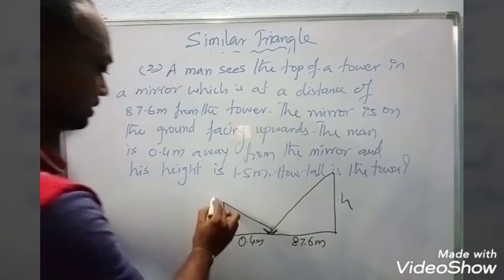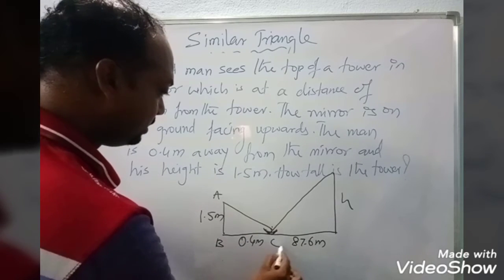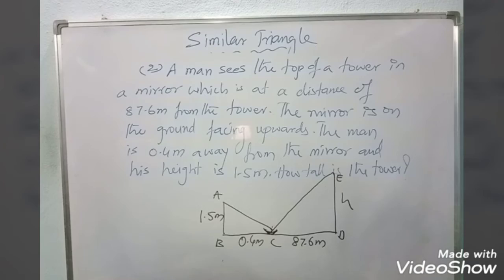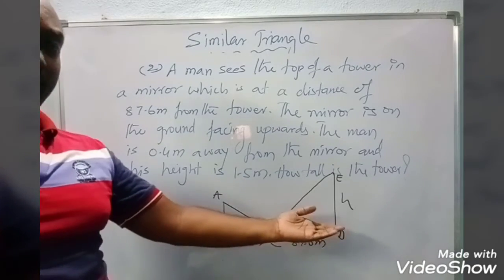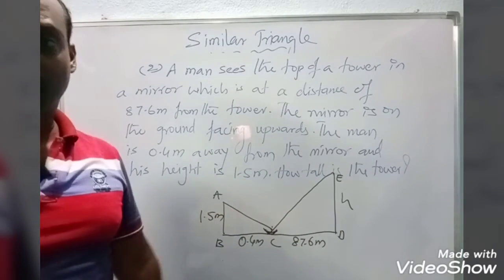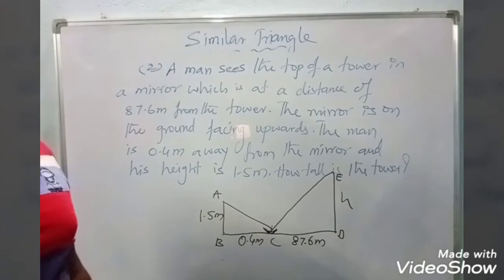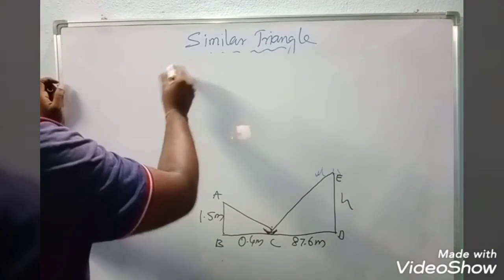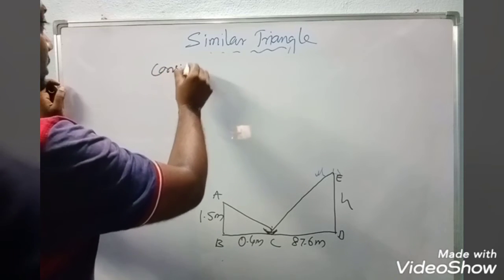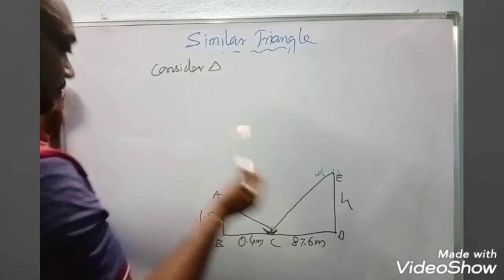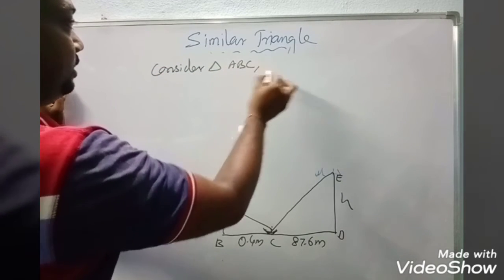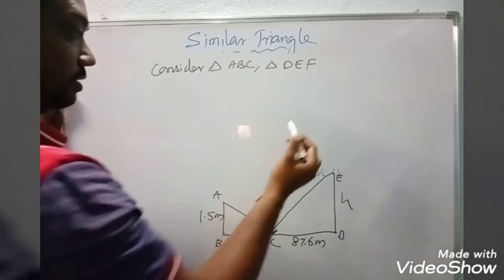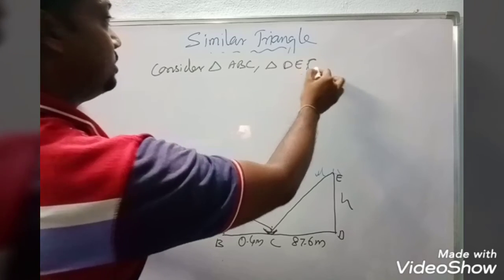Right, now if I name these as A, B, C, D and E. Before finding the height, first you have to show whether these two triangles are similar or not. Okay, now to show that these two triangles are similar, we have to consider triangle ABC and triangle DEC. You have to consider these two triangles.